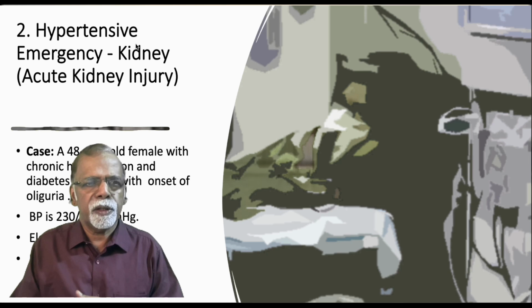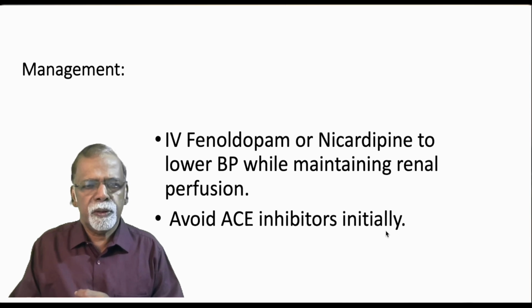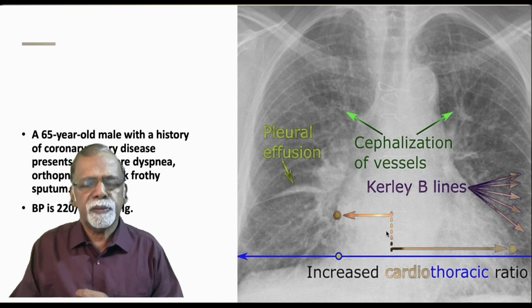So this is another case, a 48-year-old female with chronic hypertension and diabetes presenting with decreased urine output. BP is 230/125. She has elevated creatinine, and urine shows protein. So this can be considered a hypertensive emergency, acute kidney injury, most likely due to hypertension. Look for other causes. In the management, we can go for nicardipine to lower BP while maintaining renal perfusion, and avoid ACE inhibitors.